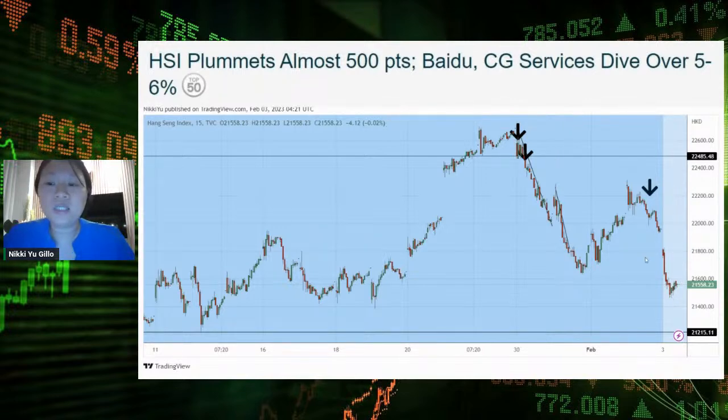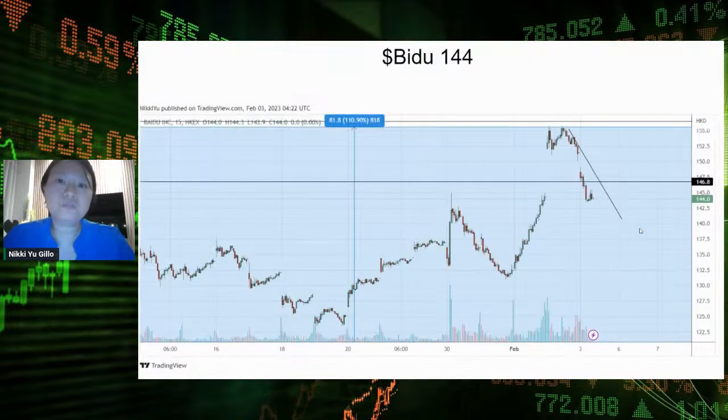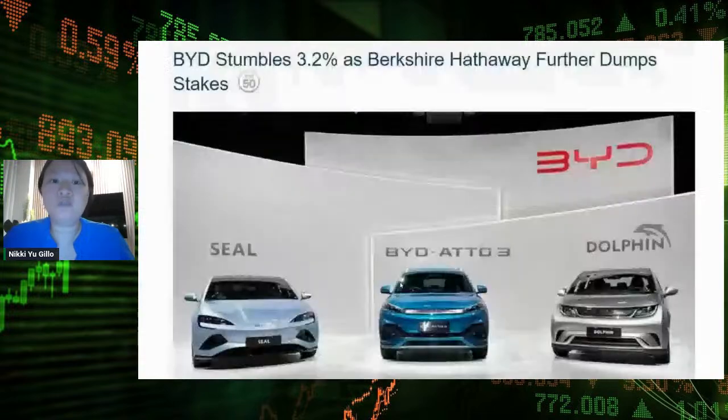So Hang Seng Index, Baidu, CG services are diving over 5 to 6%. We want to make money on these types of events. So how do we actually do it? Here you can see that Baidu in Hong Kong was already trading on the downside at 155. It already started falling towards 144 after a 100% rally in just 3 to 4 months.